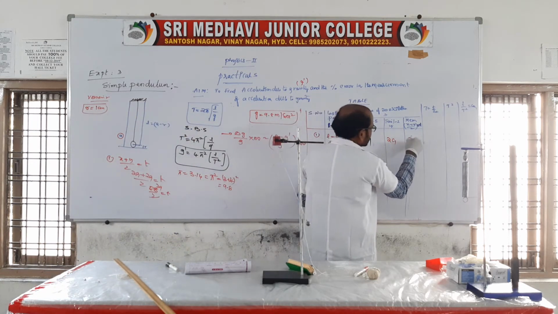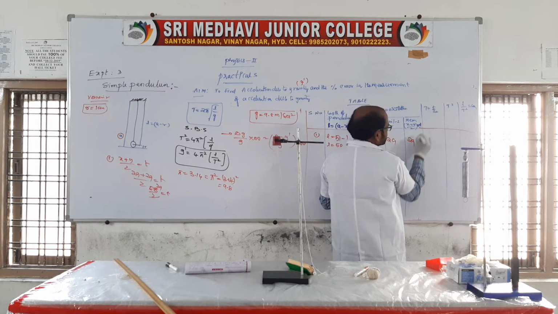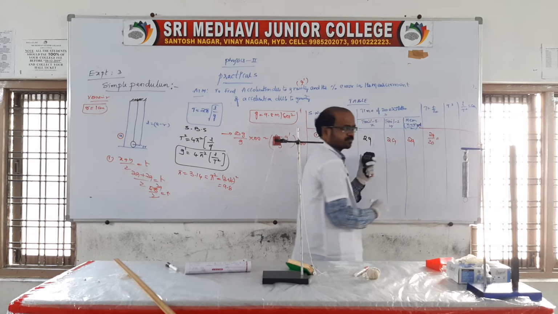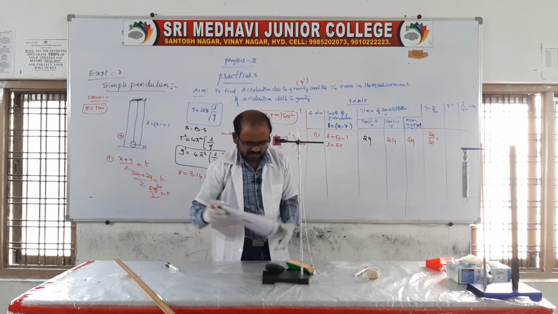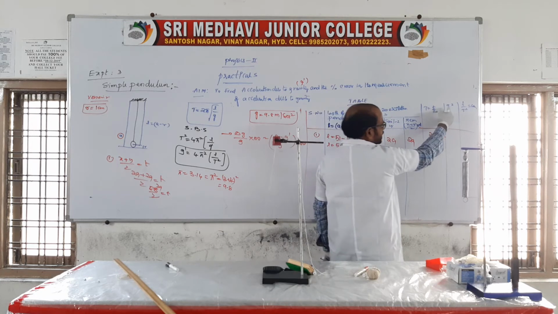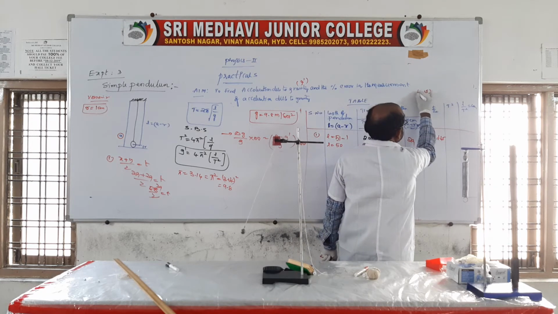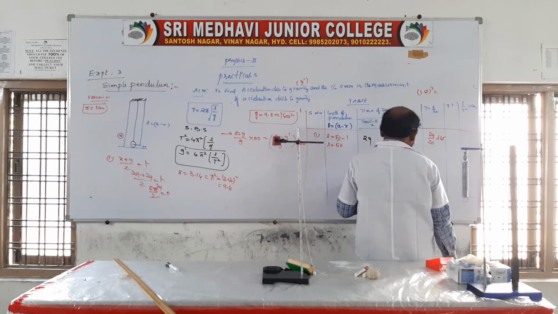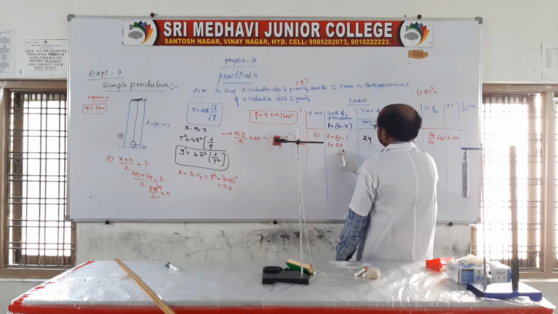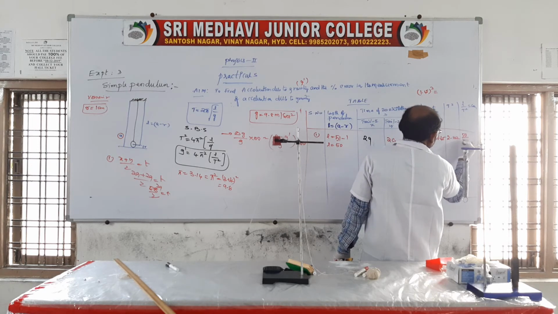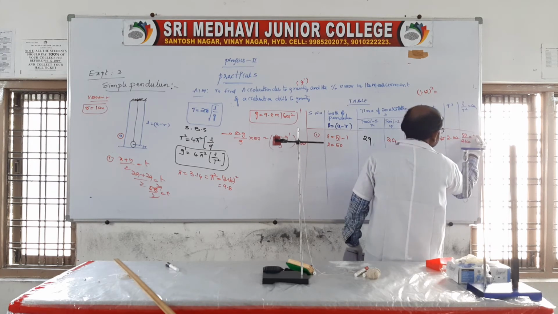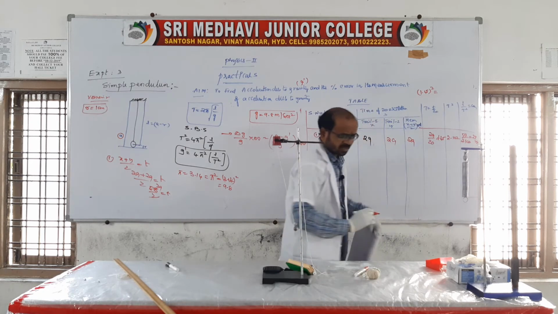After small t, we should find capital T. Capital T is nothing but small t by 20 oscillations. So 29 by 20, approximately we are getting the value 1.45. And we need to find T square, so take 1.45 whole square. T square may be 2.102. Then L by T square, where the length of the pendulum L is 50, so 50 by 2.102. Here you get the value approximately 23.78 as the answer.